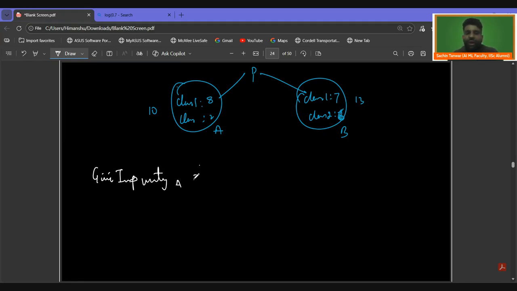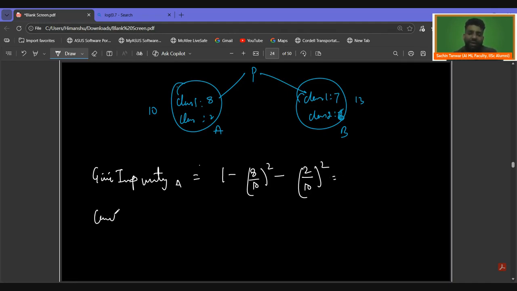What is the formula? 1 minus the summation of all the probability squares. So P1 square plus P2 square. What is the probability of getting class 1? It is 8 by 10. So 8 by 10 square, minus the other one, class 2. What is the probability of getting class 2? 2 by 10. So this will give me the overall Gini impurity.